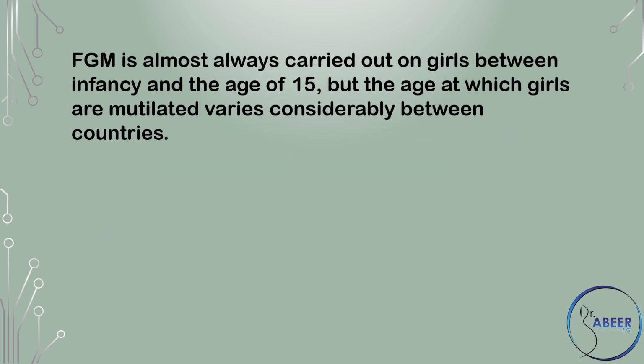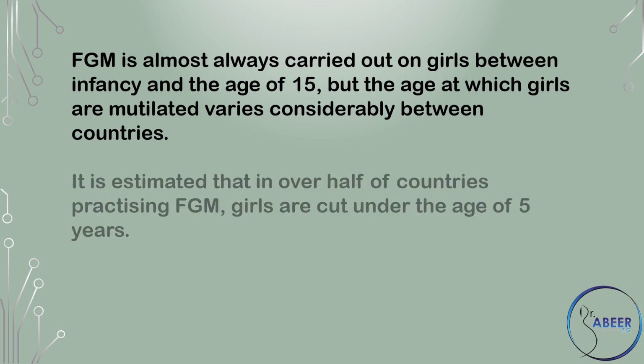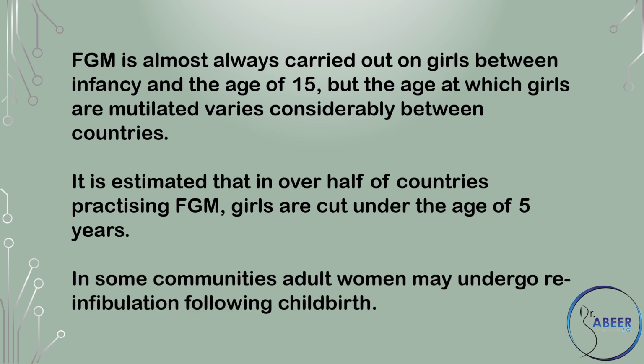FGM is almost always carried out on girls between infancy and the age of 15, but the age at which girls are mutilated varies considerably between countries. It is estimated that in over half of countries practicing FGM, girls are cut under the age of 5 years. In some communities, adult women may undergo re-infibulation following childbirth.